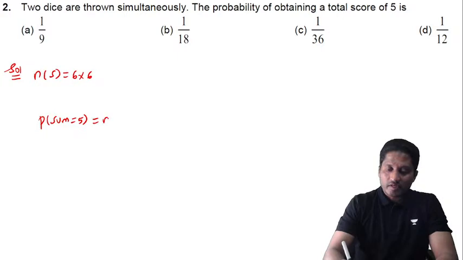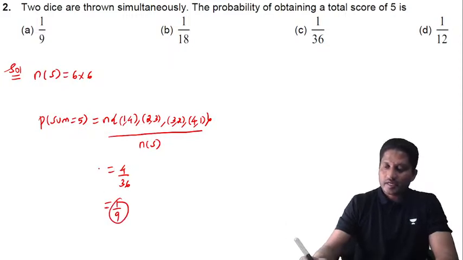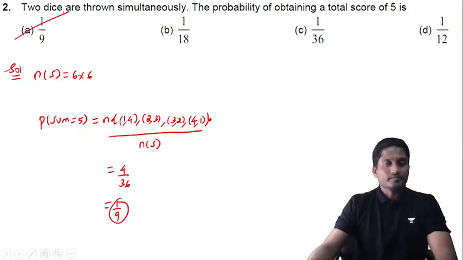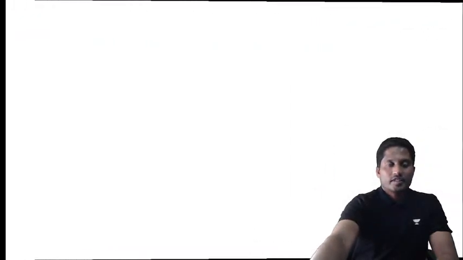Sum is 5. This is equal to N of 1, 4, 2, 3, 3, 2, and 4, 1 divided by N of S. So this is 4 by 36, which is equal to 1 by 9. Answer is 1 by 9, answer is option A. There's another shortcut I'll tell you in other similar questions. Question number 3.